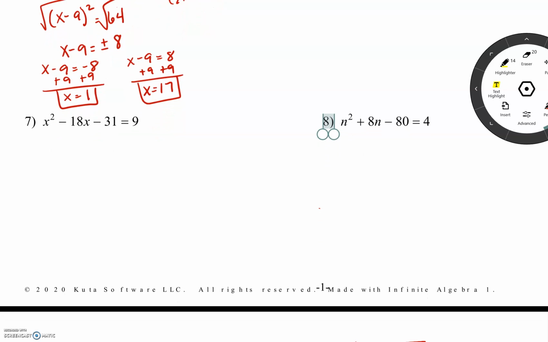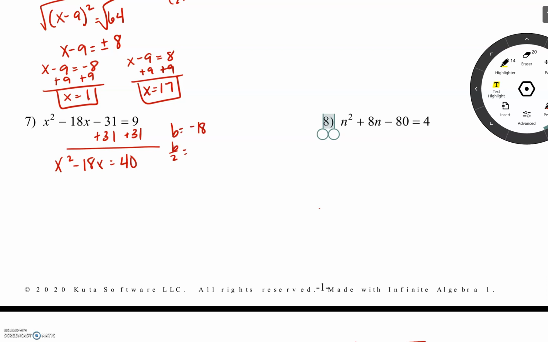All right, same thing. We want to make sure all of our constants are to the right. So I'm going to add 31 to both sides. X squared minus 18x equals 40. My b term again is negative 18.